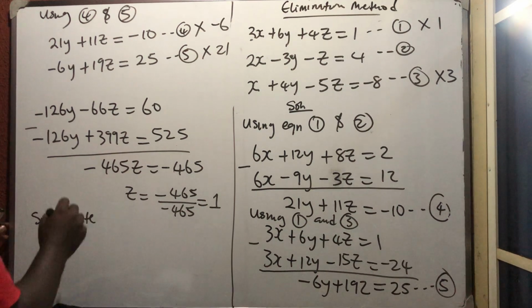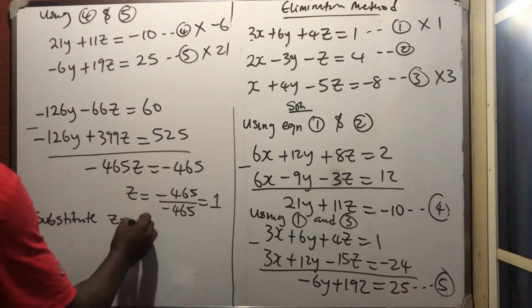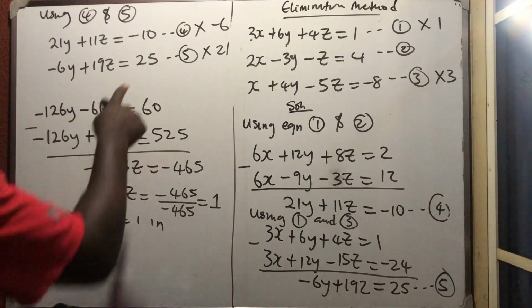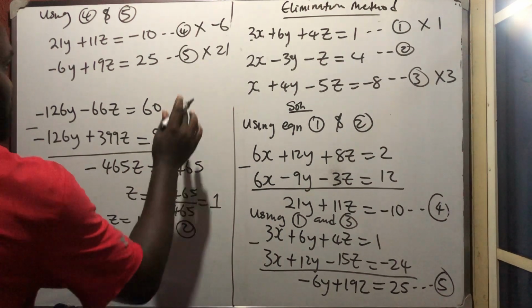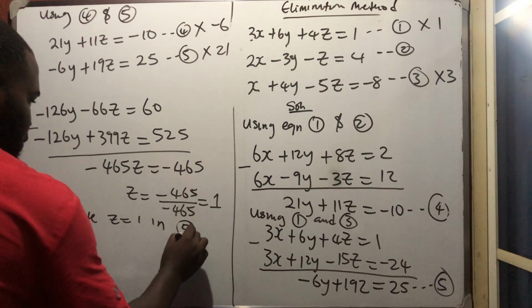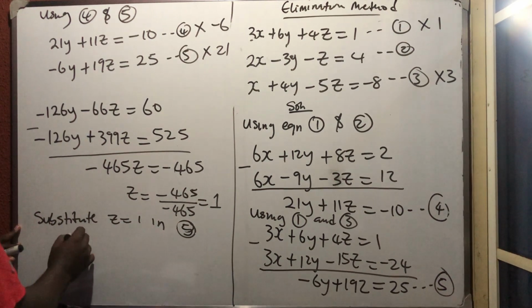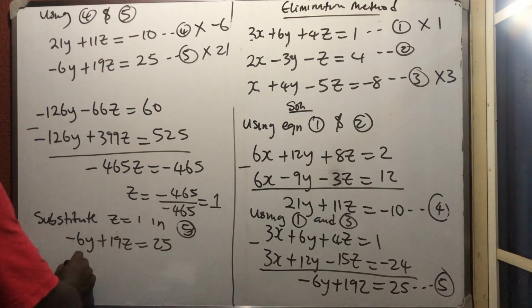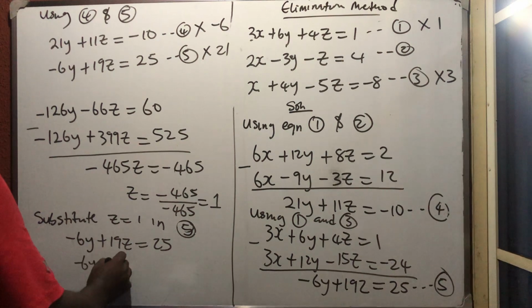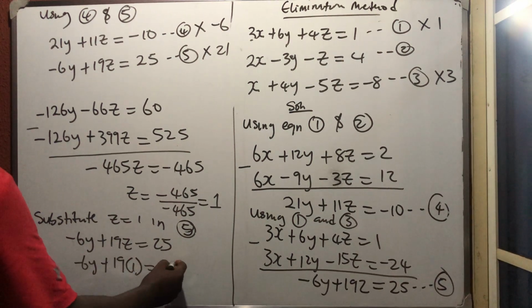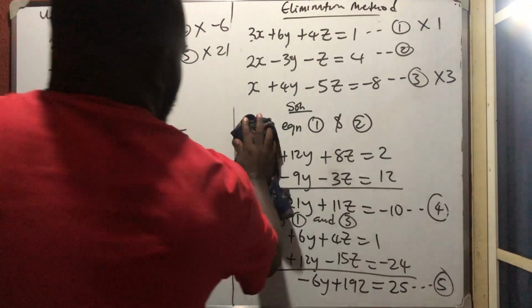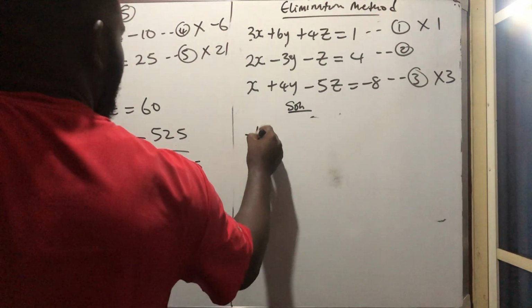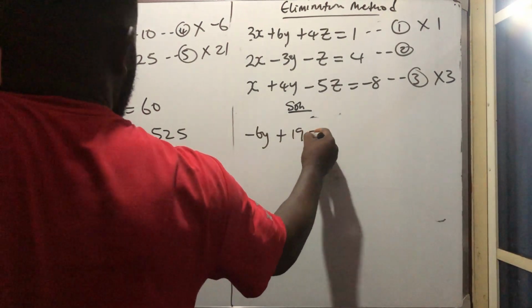Substitute is very simple. Substitute z to be equal to 1 in, find the one that is easier for me. Let me use equation 5. Equation 5 said that minus 6y plus 19z is equal to 25. So therefore minus 6y plus 19 bracket 1 is equal to 25. Let me continue solving it here. So I'm having that minus 6y plus 19 is equal to 25.